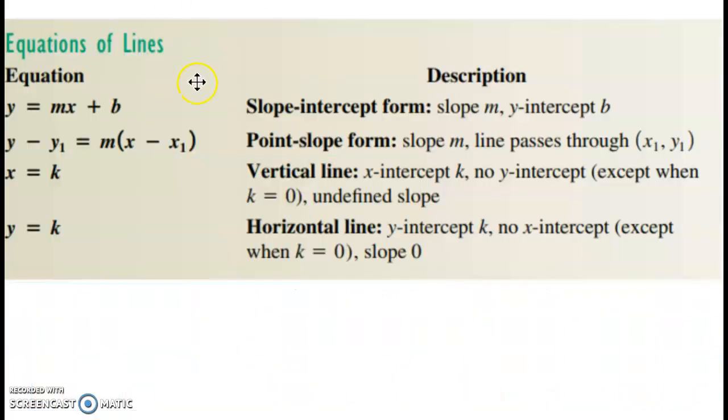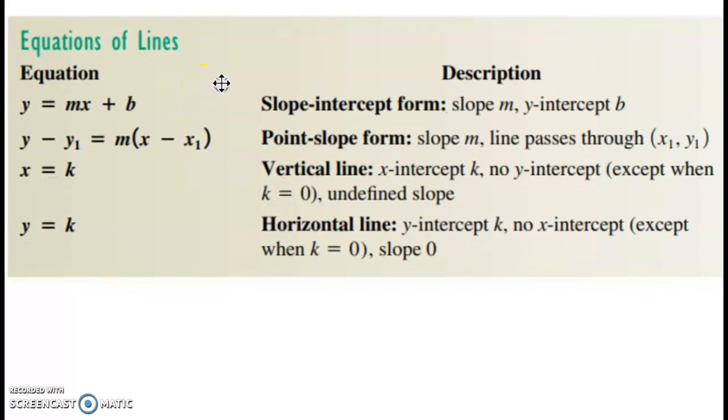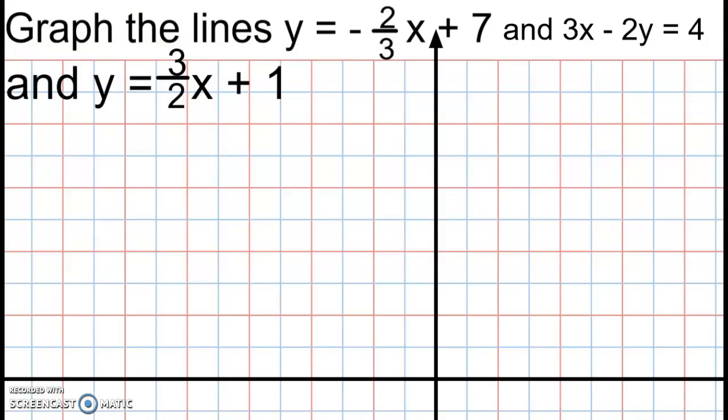Here are all the equations of lines for you. Y equals mx plus b is the most famous. Slope of m, y-intercept b. Here's my point slope form, which we just learned. If it's a vertical line, it's x equals some number. Horizontal line is y equals some number. Notice with the vertical line, it's an undefined slope. Horizontal line, slope of 0.